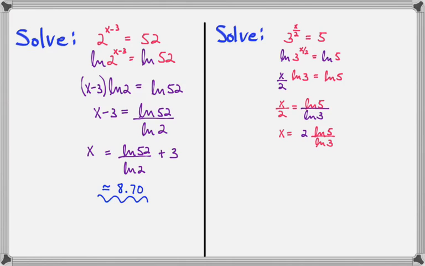Okay, so we could use our calculators to get this decimal approximation. You could punch 2 times natural log 5, close the parentheses, divided by natural log 3, close the parentheses if you like, and press equal. And that comes out approximately 2.93 if you round off.